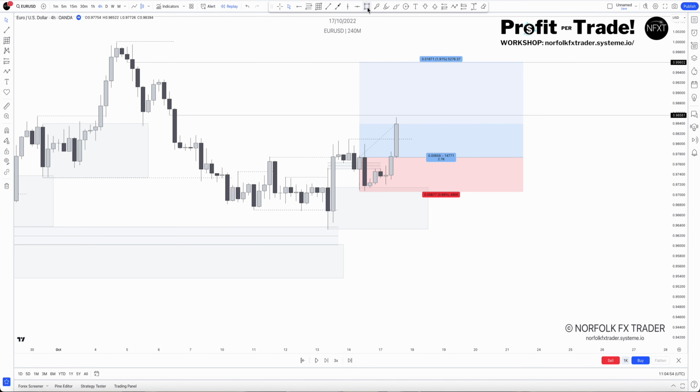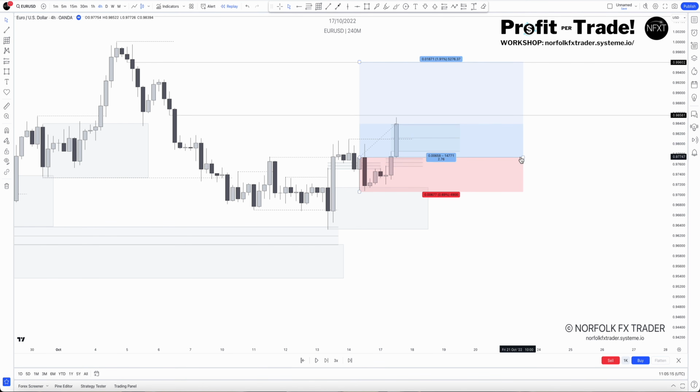Now we do have here a leftover area of demand that we can draw. It's a new area of demand. We also have this pre-imbalance zone here, which price held at the top of the zone. And then we can also draw out this new pre-imbalance zone here. I'm going to just remove this. We don't need this on here.